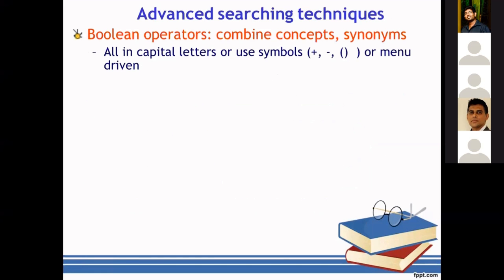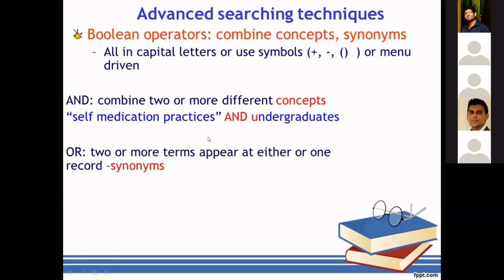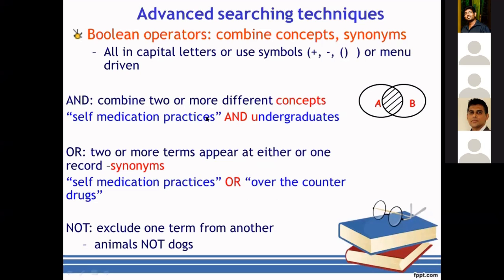And you can use Boolean operators, as Dr. Chalmers said, that I have combined two concepts. We can use an AND operator. Here you can see you can use two different concepts, self-medication practices and undergraduates. To combine those two concepts, I use an AND operator.